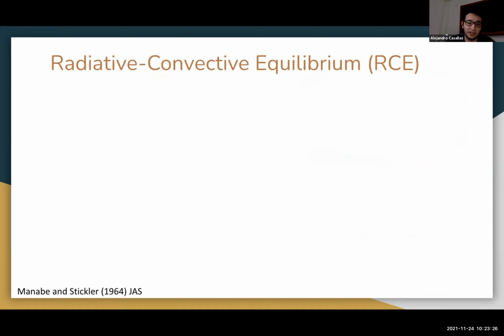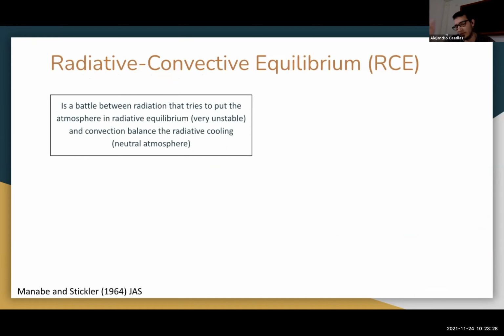Radiative convective equilibrium has been used a lot in the past. What is it? It's when the atmosphere is in a radiative convective equilibrium state, which is a fight between radiation, which wants to be in radiative equilibrium and produces a very unstable atmosphere, and convection, which balances that equilibrium and tries to have a neutral atmosphere.